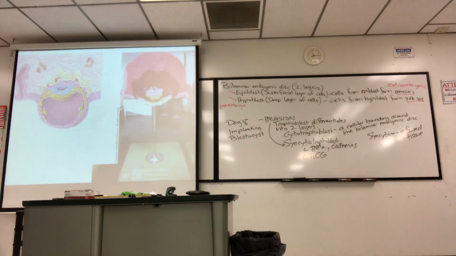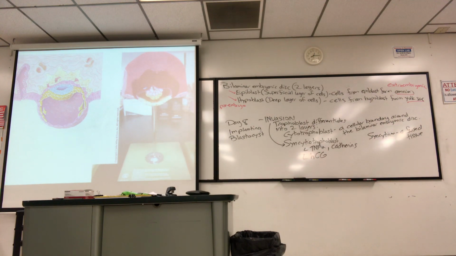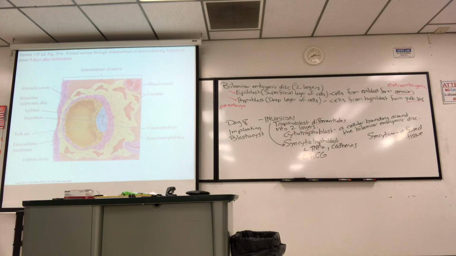The picture in the book shows the cytotrophoblast as pink. Oh, does it? And the model shows it as... Are we talking about our book? Your slide, the next slide over. Oh. See how it says cytotrophoblast? Cytotrophoblast is pink here, yeah. Okay.